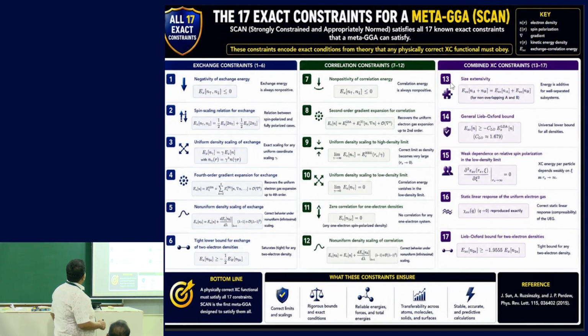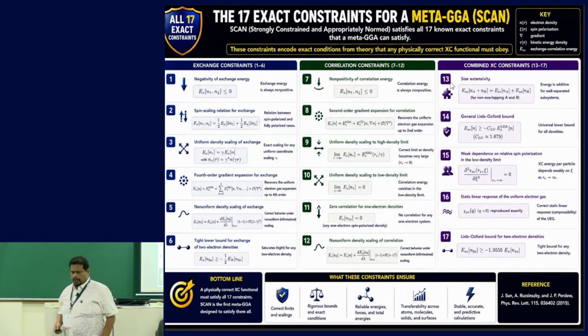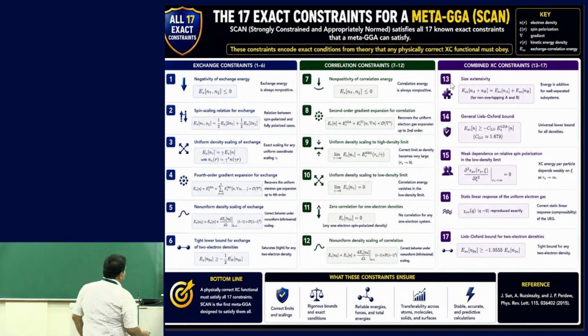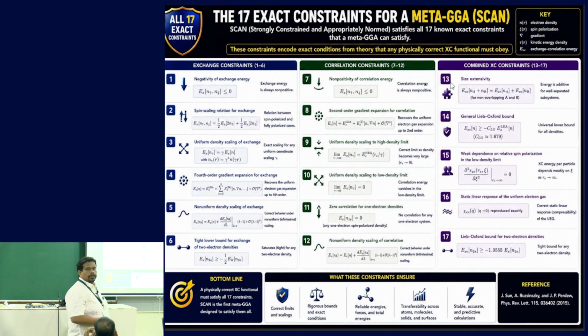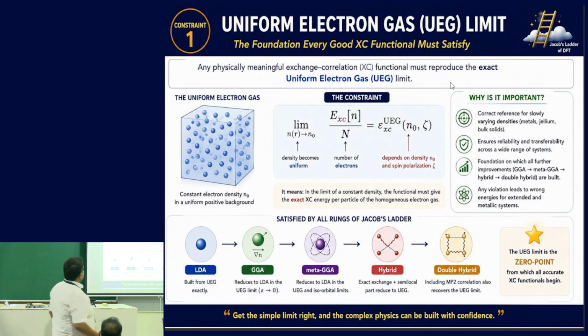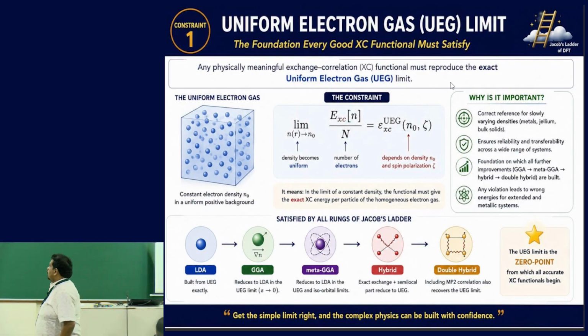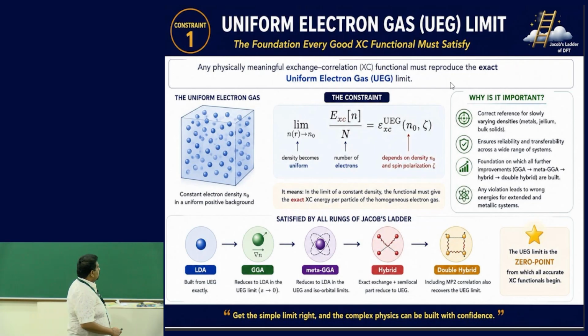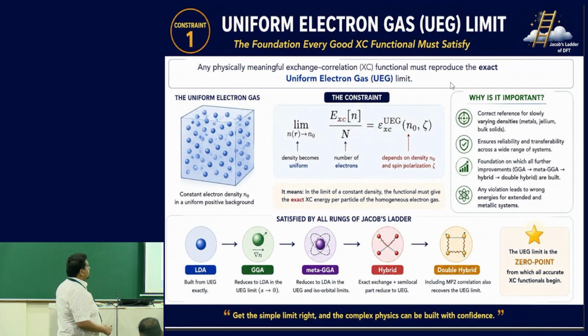So there is the negative exchange energy, and its scaling, and then bounds, and then the other things like the high density limit. Okay, the first constraint is the uniform electron gas limit. So what is the uniform electron gas limit? You have this density spread out, and in the limit where rho goes to rho 0, what will happen?